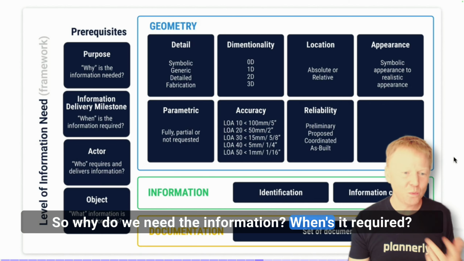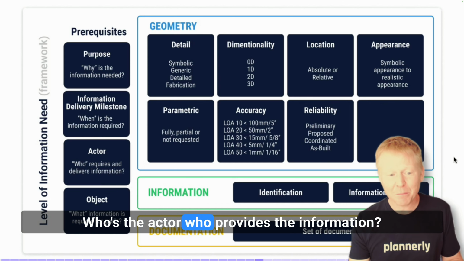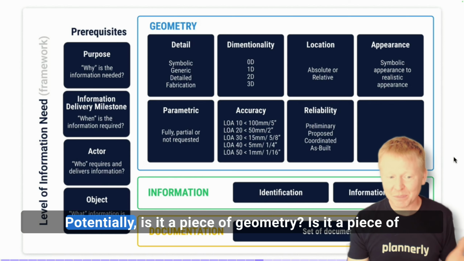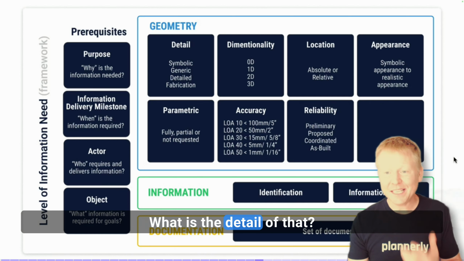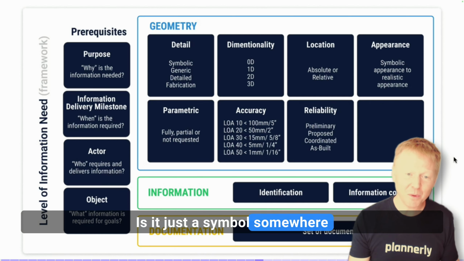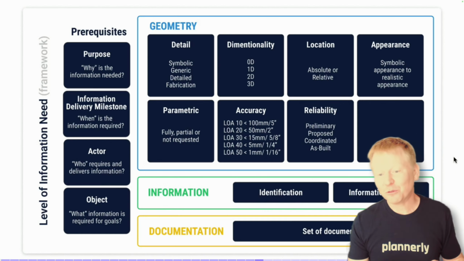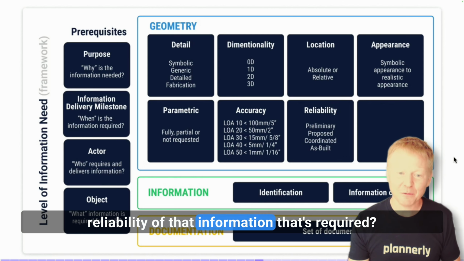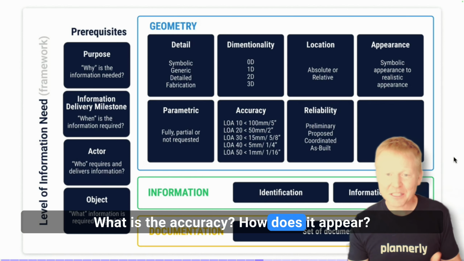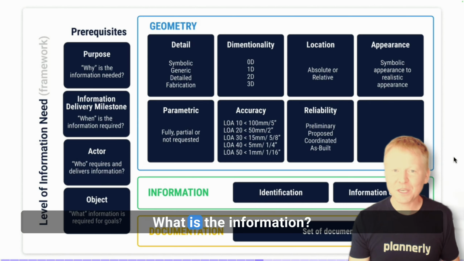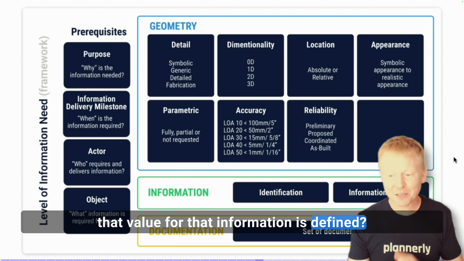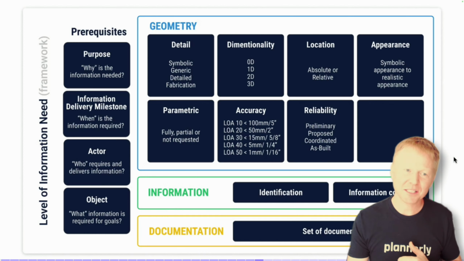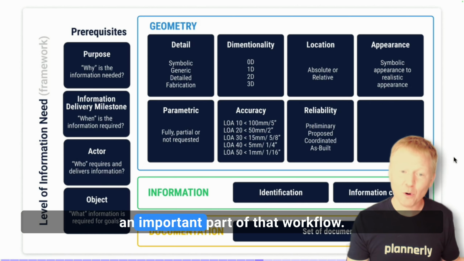So why do we need the information? When's it required? What milestone? Who's the actor who provides the information? What's the object? Potentially, is it a piece of geometry? Is it a piece of information that's attached to geometry? Is it not attached? Is it a document? What is the detail of that? Is it just a symbol somewhere, or is it fabrication level required? Right the way through, what is the reliability of that information that's required? What is the accuracy? How does it appear? What's the material potentially? What is the information? Is there a rule that defines how that value for that information is defined? What are the really important parts? And in defining this framework, it's an important part of that workflow.